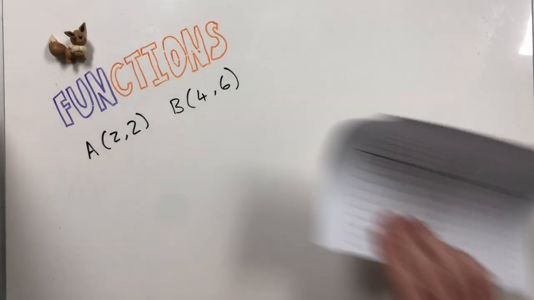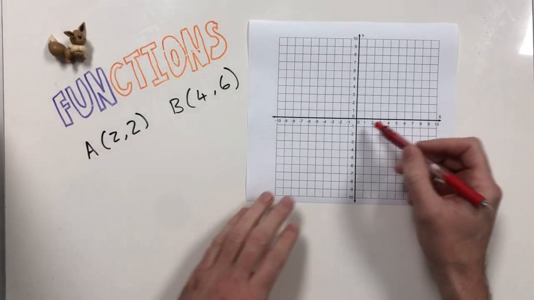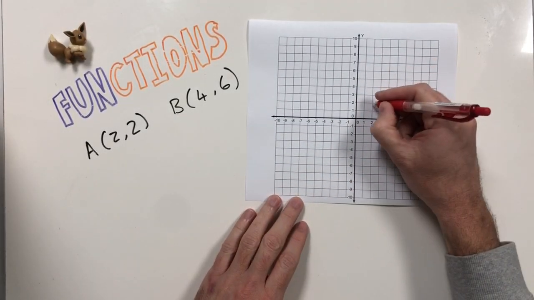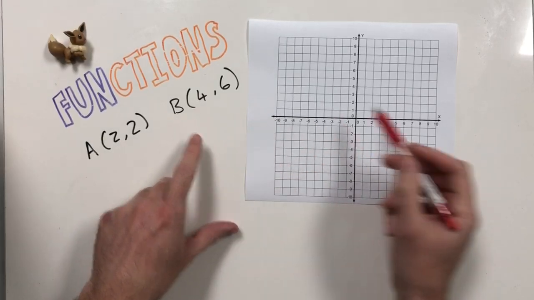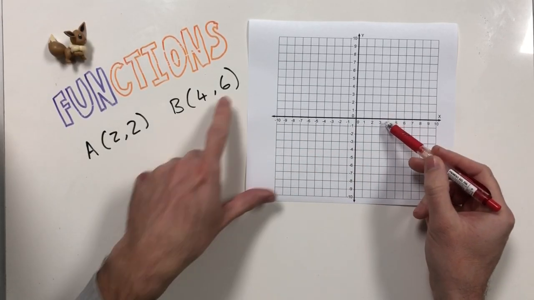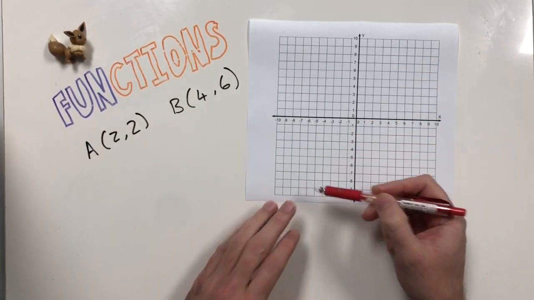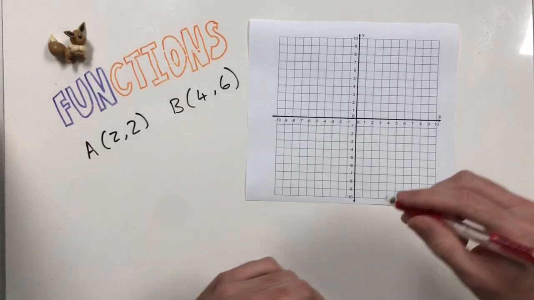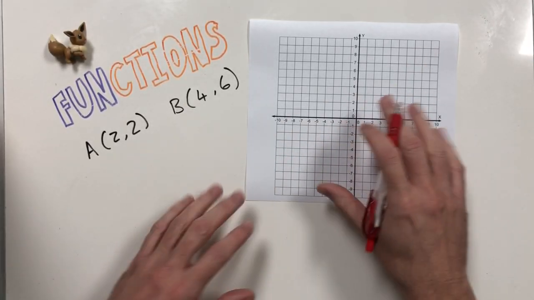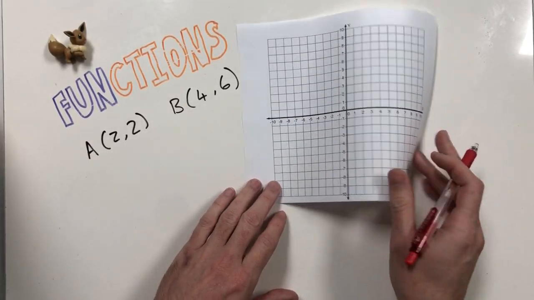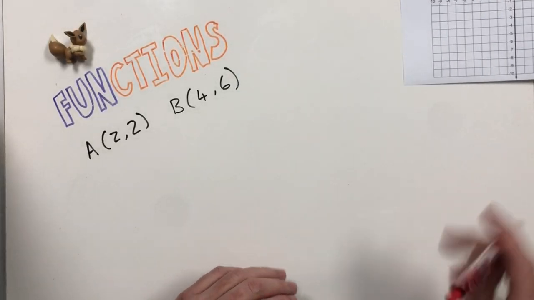You just find A, where A is (2, 2), so that would be there. And then B is (4, 6), which would be there, and you'll just draw a line. But we're going to do it the other way around, without the graph. And there are some important tips and tricks we have to understand.